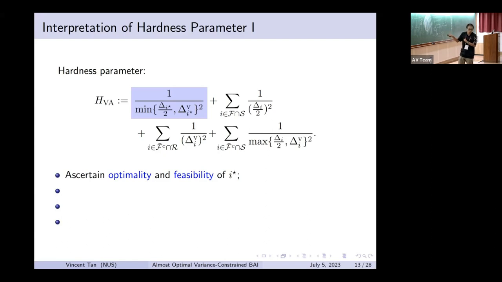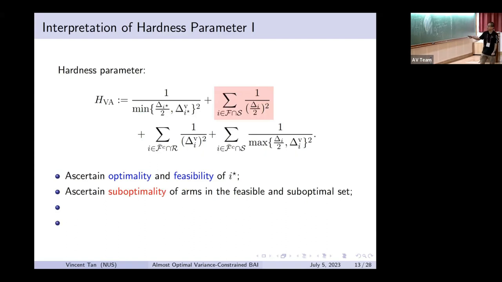The N here means min. Now here, this set F intersect S is the feasible and suboptimal set. These are the arms that are feasible but suboptimal, meaning that they have less expected reward than that of the best arm. What do you need to do now? You need to ascertain something and eliminate them. What do we need to ascertain? We need to ascertain that they are indeed suboptimal. Suboptimal means that we only involve the mean gaps. We don't need to involve the variance gaps. We only need to say that these are suboptimal. I'm never going to have you in my candidate.